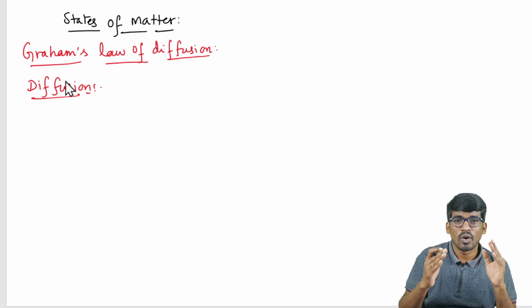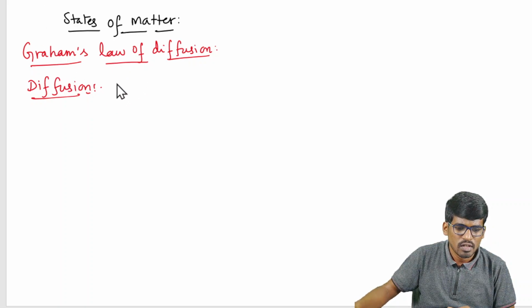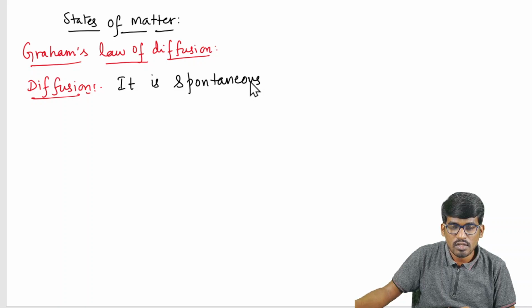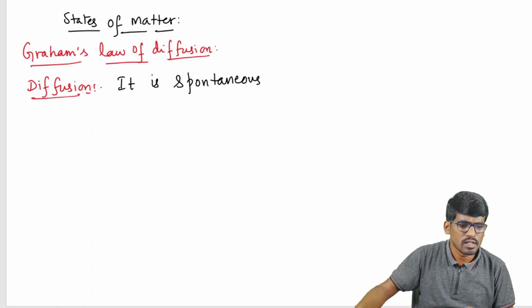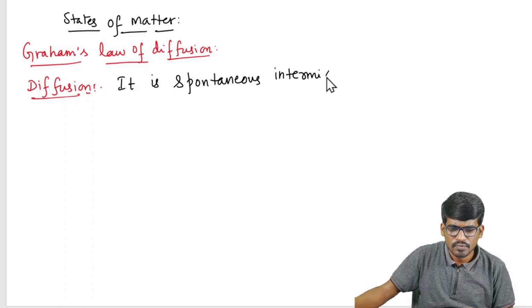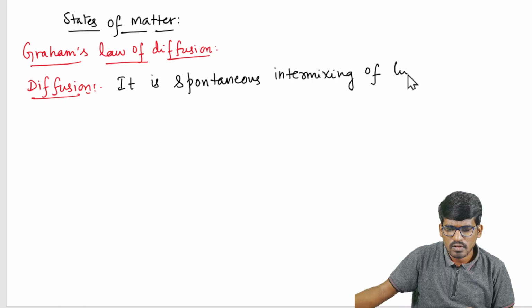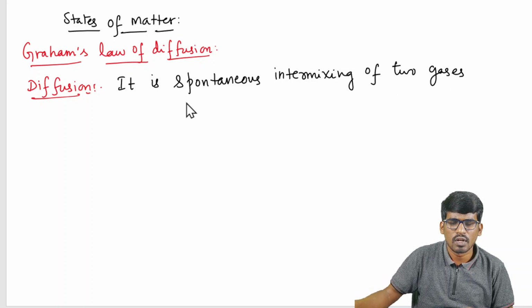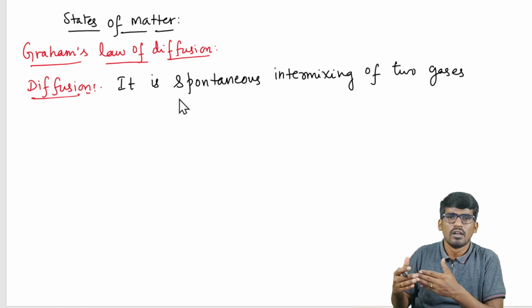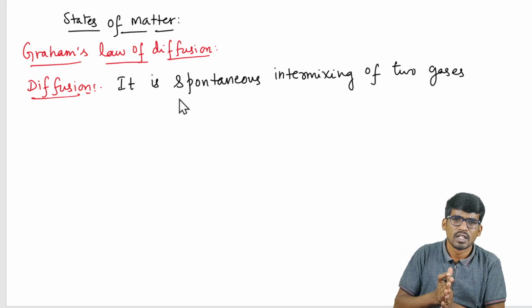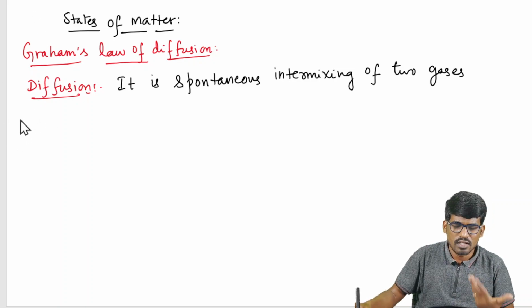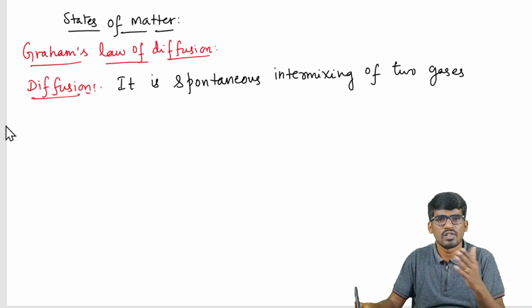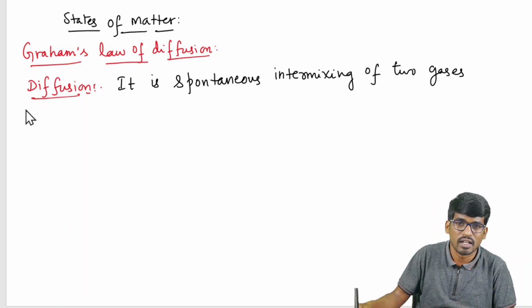Spontaneous intermixing of gases can be called diffusion. That is, a definition can be given for diffusion. It is spontaneous because it occurs on its own. Diffusion is spontaneous intermixing of two gases. Nothing but gases are traveling from one pressure region to another, from high pressure to low pressure. In another way, you can say that the spontaneous movement of gases from a high pressure region to a low pressure region is also called diffusion. That is another definition.